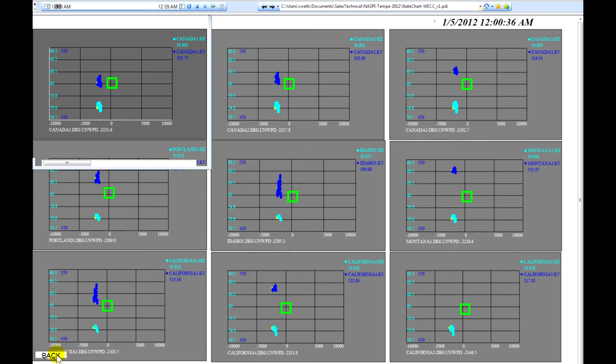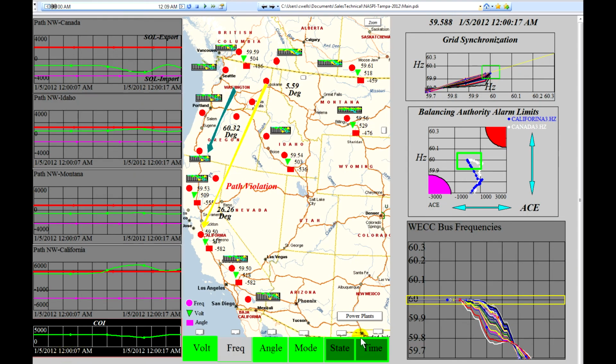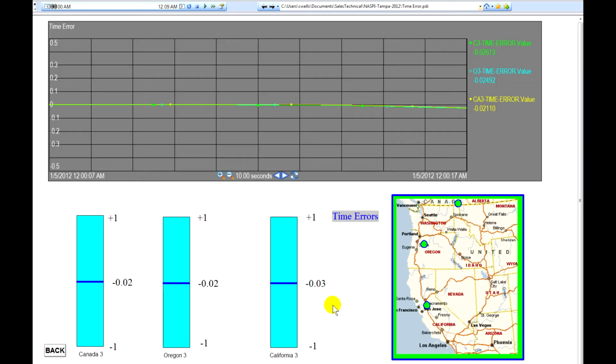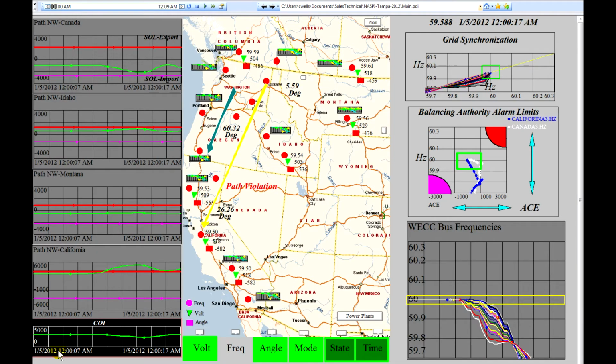We'll go back to the main page and we'll take a look at the time errors. Time errors are computed automatically from the absolute phase angles, and we'll see that the time error is accumulating across all of WECC. Jump back.